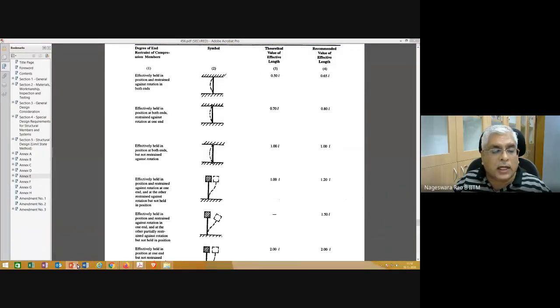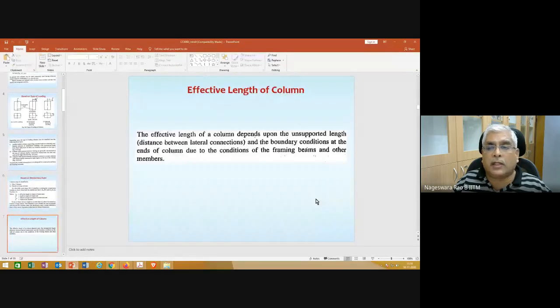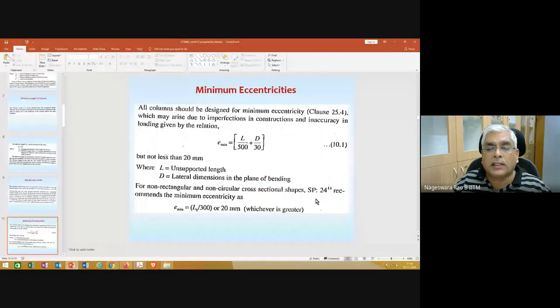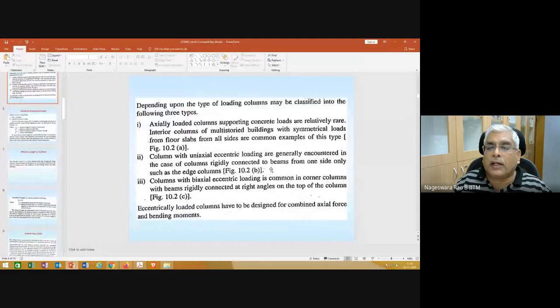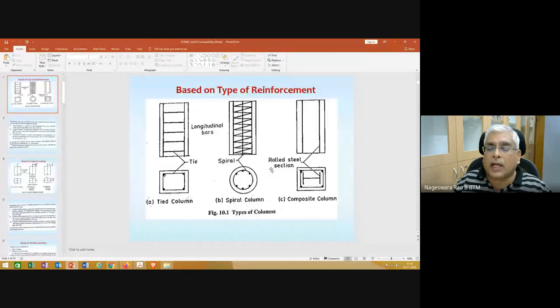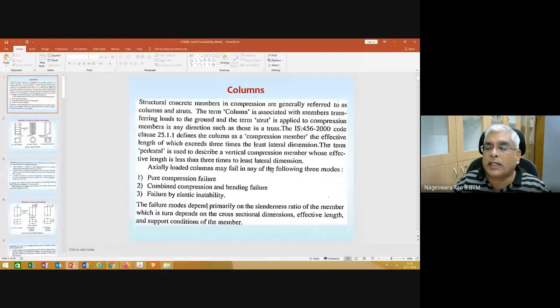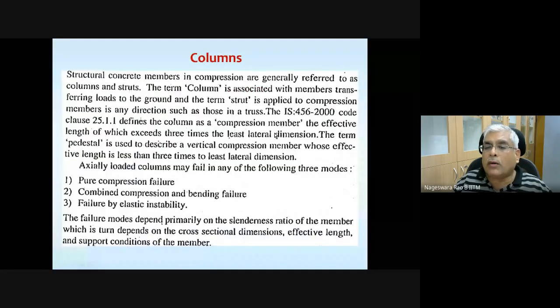Okay, so this is what we covered in the last class. And in addition to that, we also noted one more important point. First of all, please note that we are discussing designing a compression member as a column. So what is this column? How do we say something is a column? And when do we need to use all this procedure?